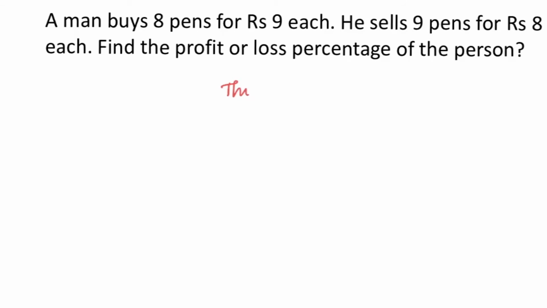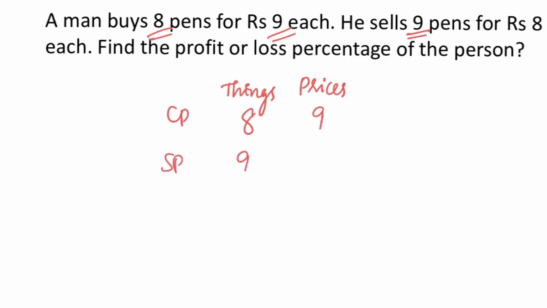First write things, then write prices. How many things are purchased? Cost price. 8 pens. For how many rupees? 9 rupees. How many things are sold? 9 things are sold, means selling price. And rupees 8. Cross multiply. 9 into 9, 81. 8 into 8, 64. Here cost price is 81. Selling price is 64. There is definitely loss.